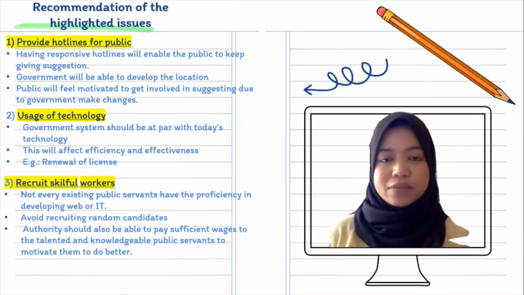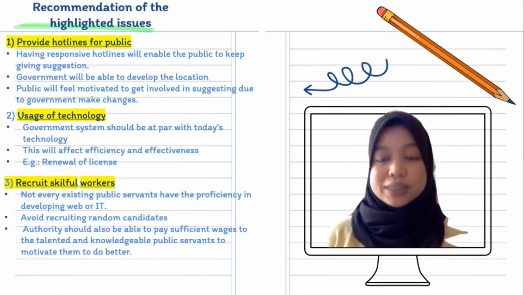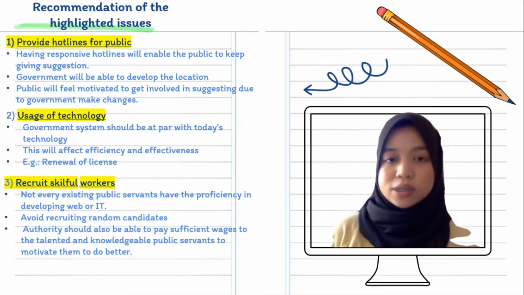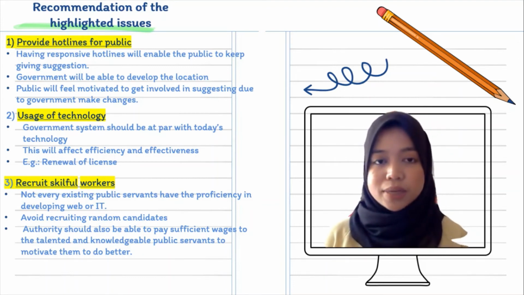It will be different if the public have to lodge a report through the administrative center, as it is time-consuming and many documents need to be filled. Through this, knowing the hotline is responsive, the public will be more motivated to lodge reports and the government will be able to develop the particular location.